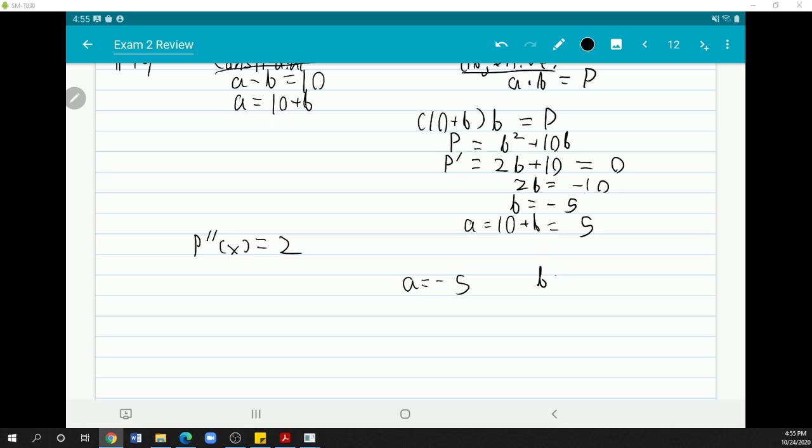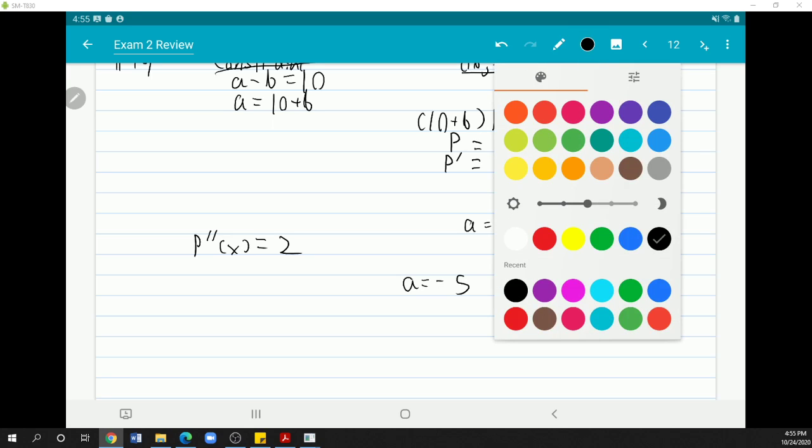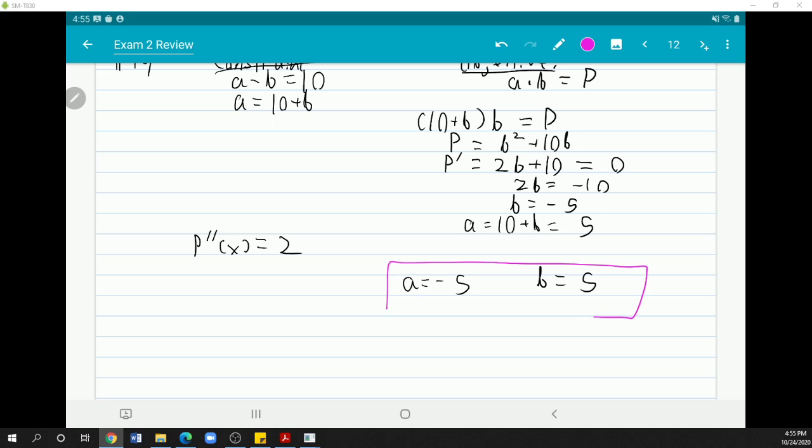And if we think for a second, this kind of makes sense. Because if I plug in two positive numbers, I'm going to get a positive product. If I plug in two negative numbers, I'm going to get a positive product. So somehow my numbers have to be close to 0. And so it kind of makes sense that they're on either side. b is minus 5, a is plus 5. All right.